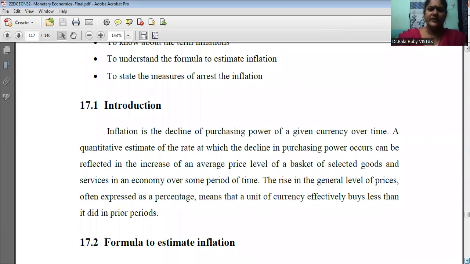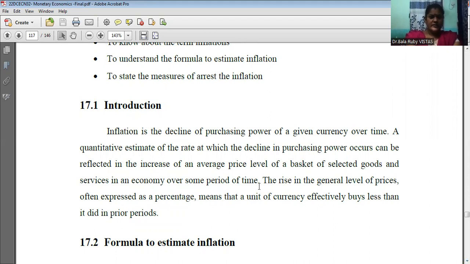Inflation, in the sense, is a decline in the purchasing power of a given currency over a period of time. A quantitative estimate of the rate at which the decline in purchasing power occurs can be reflected in the increase of an average price level of goods and services over a period of time. The rise in the general price level, often expressed as a percentage, means that a unit of currency effectively buys less than it did in previous years.